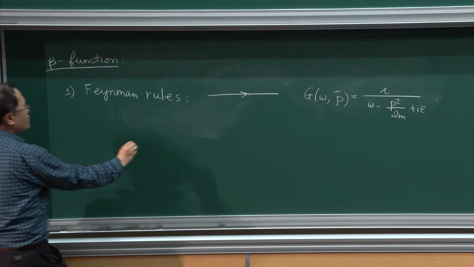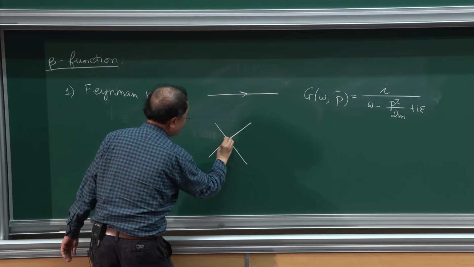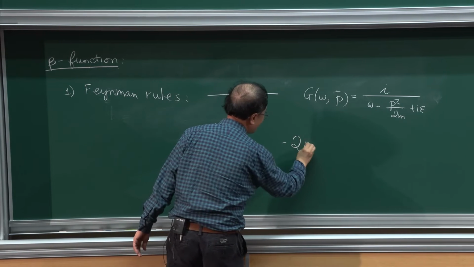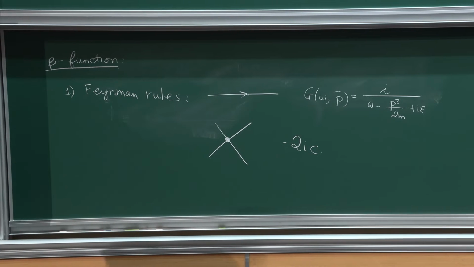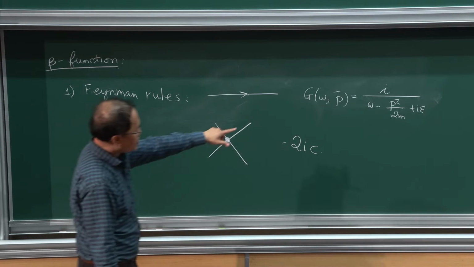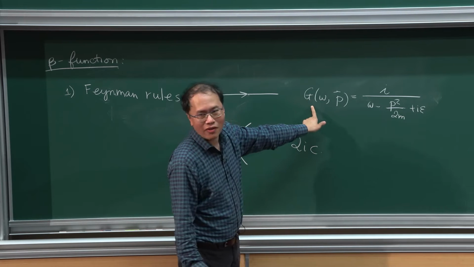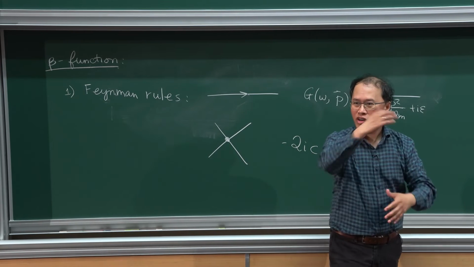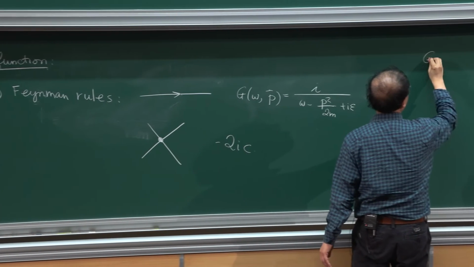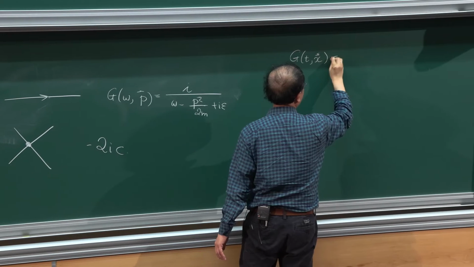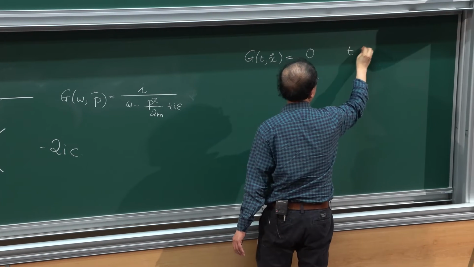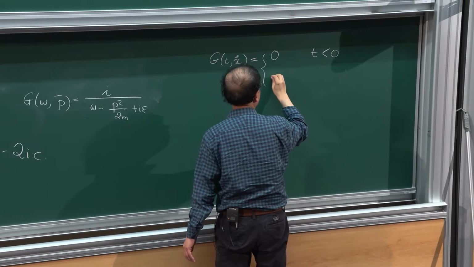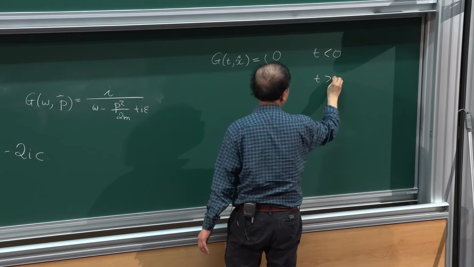And then the second Feynman rule is that the interaction vertex, I think, is minus 2iC. So one thing about this G is that the Green function in non-relativistic theory is retarded. That is, if I now Fourier transform back to space, G of t, x, you can show G of t, x is equal to 0 if t is less than 0 and is non-zero only when t is larger than 0.